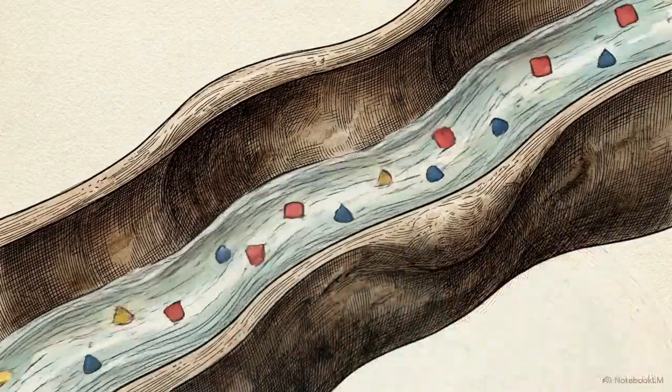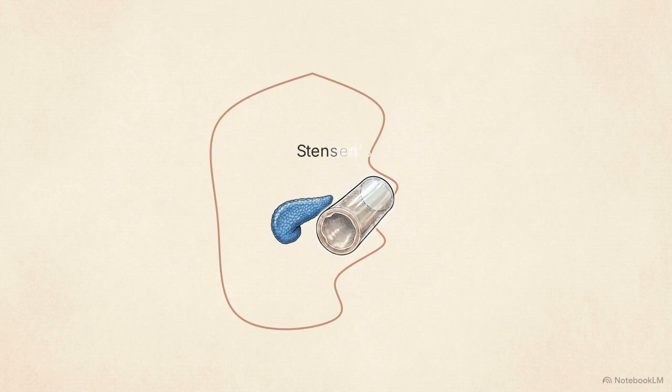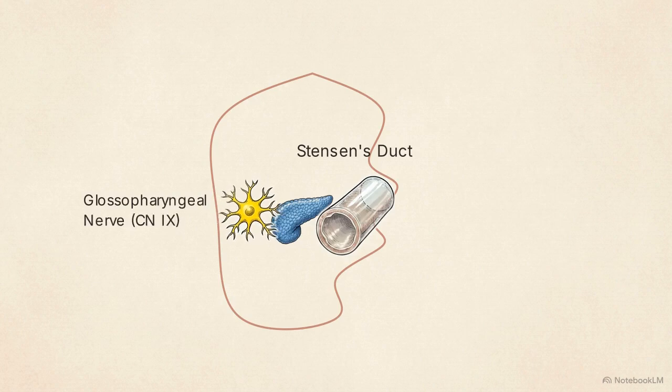with enzymes. To deliver this fluid, the parotid relies on a single physical pathway known as Stenson's duct, routing across the cheek. Driving production is its neural supply, the glossopharyngeal nerve, cranial nerve 9, acting as its parasympathetic driver.